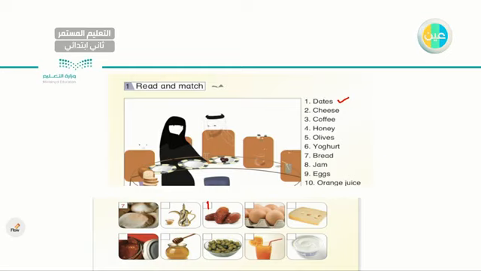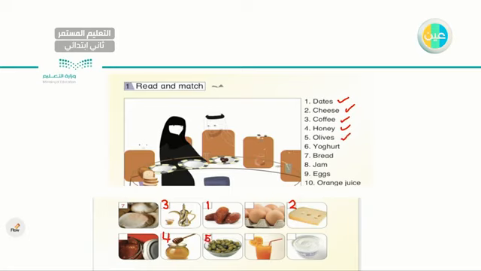Next one I have is cheese. So where shall I write number 2? Which picture? Very good. This is cheese. Next one I have is coffee. Where's the coffee? Where's the Arabic coffee? This is coffee. Very good. Next one I have is honey. Where shall I put number 4? Very good. This is number 4. The next one I have is olives. Number 5. Very good. These are the olives.